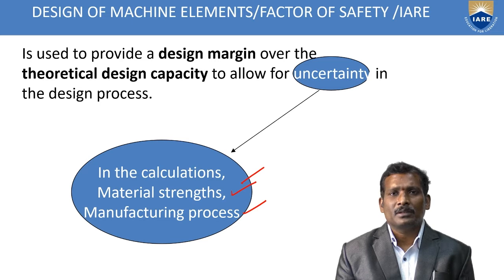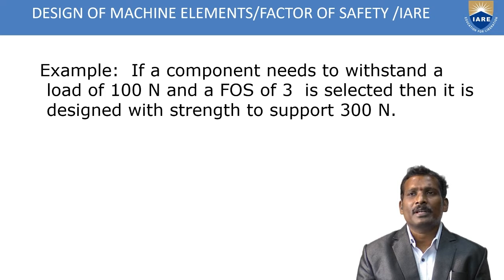The factor of safety means, while designing any machine component, we should always keep the stress less than the maximum strength or ultimate strength, at which the component fails. That stress is called the design stress or working stress. So the designer should always keep some reserved strength in the component in the form of a factor. That is called the factor of safety. For example, suppose a component needs to withstand a load of 100 newtons and a factor of safety of 3 is selected, then it is designed with strength to support 300 newtons.